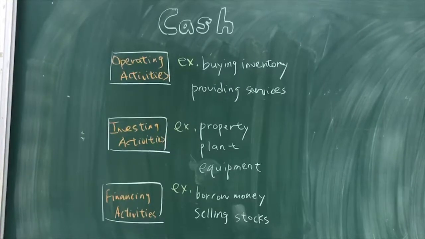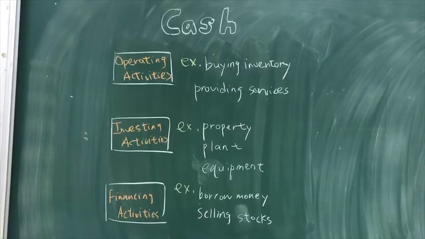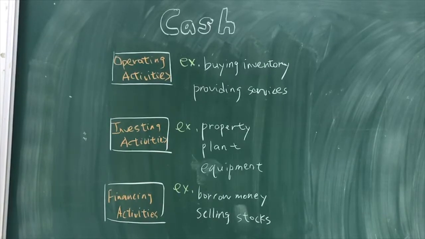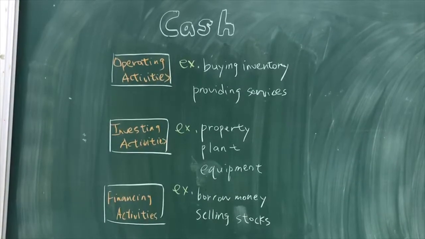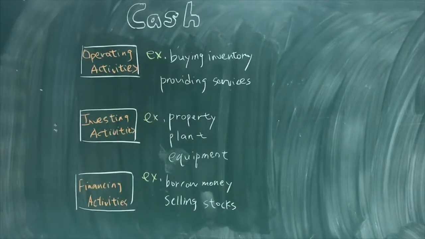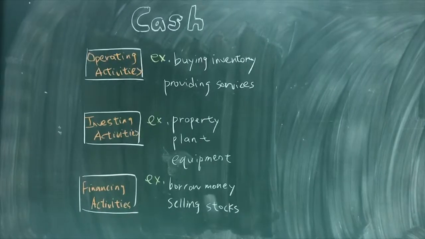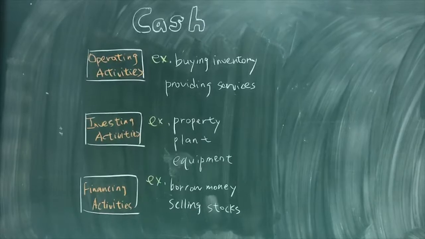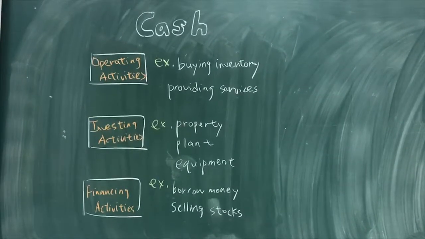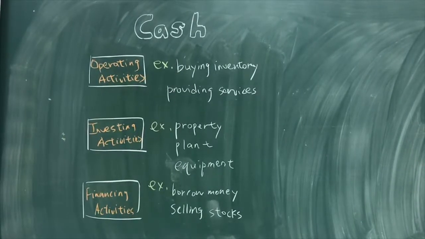And the second one is investing activities. Those are the transactions and events that involve the purchase and the sale of property, plants, equipment, and other assets that are not generally held for sale. The third one is financing activities. Financing activities are the transactions and events that resources are obtained from or repaid to owners and creditors. So these 3 activities are those that we learned from Chapter 5.